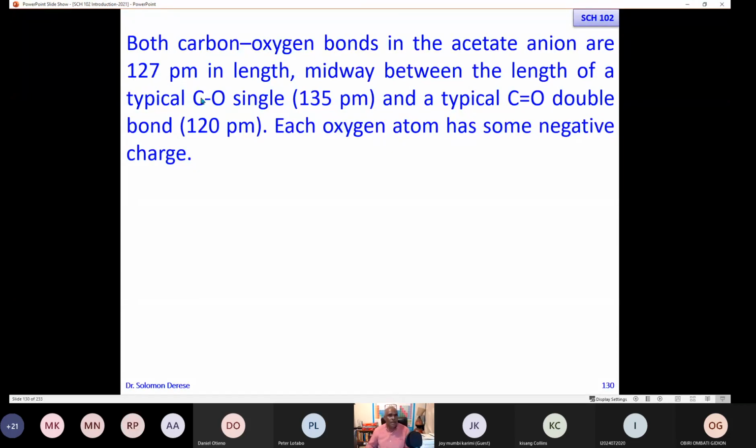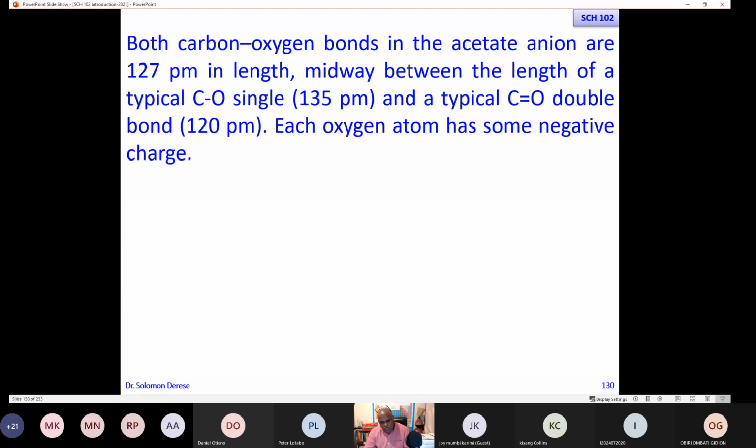Intermediate between a single bond and a double bond. So the carbon-oxygen bond in the acetate ion, in terms of strength and length, is somewhere in between a single bond and a double bond. It's neither a single bond nor a double bond, but an average of the two. Okay? Then each of the oxygens, when their charge was determined, was found to be negative. From the Lewis structure, we see one of them is negative, the other one is neutral. But experimentally, what is found is that each of them is negatively charged.